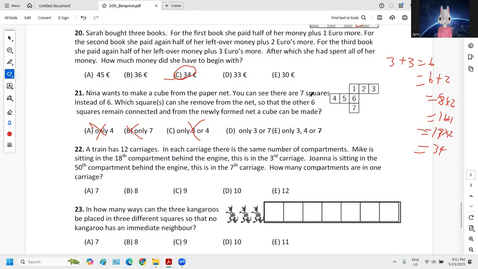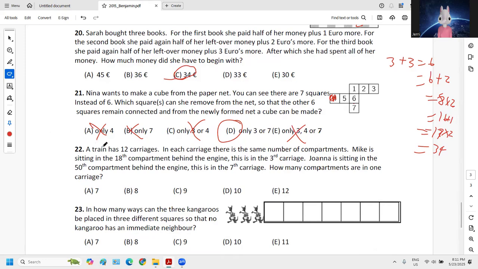Now, if we take out 4, 5 up, 7 up, 1 up, 2 here, then it would be 5 here, 7 here, 2 here, and 3 would be nowhere, and the top would be missing. So we cannot take out 4. So D is the answer. Only 3 or 7.